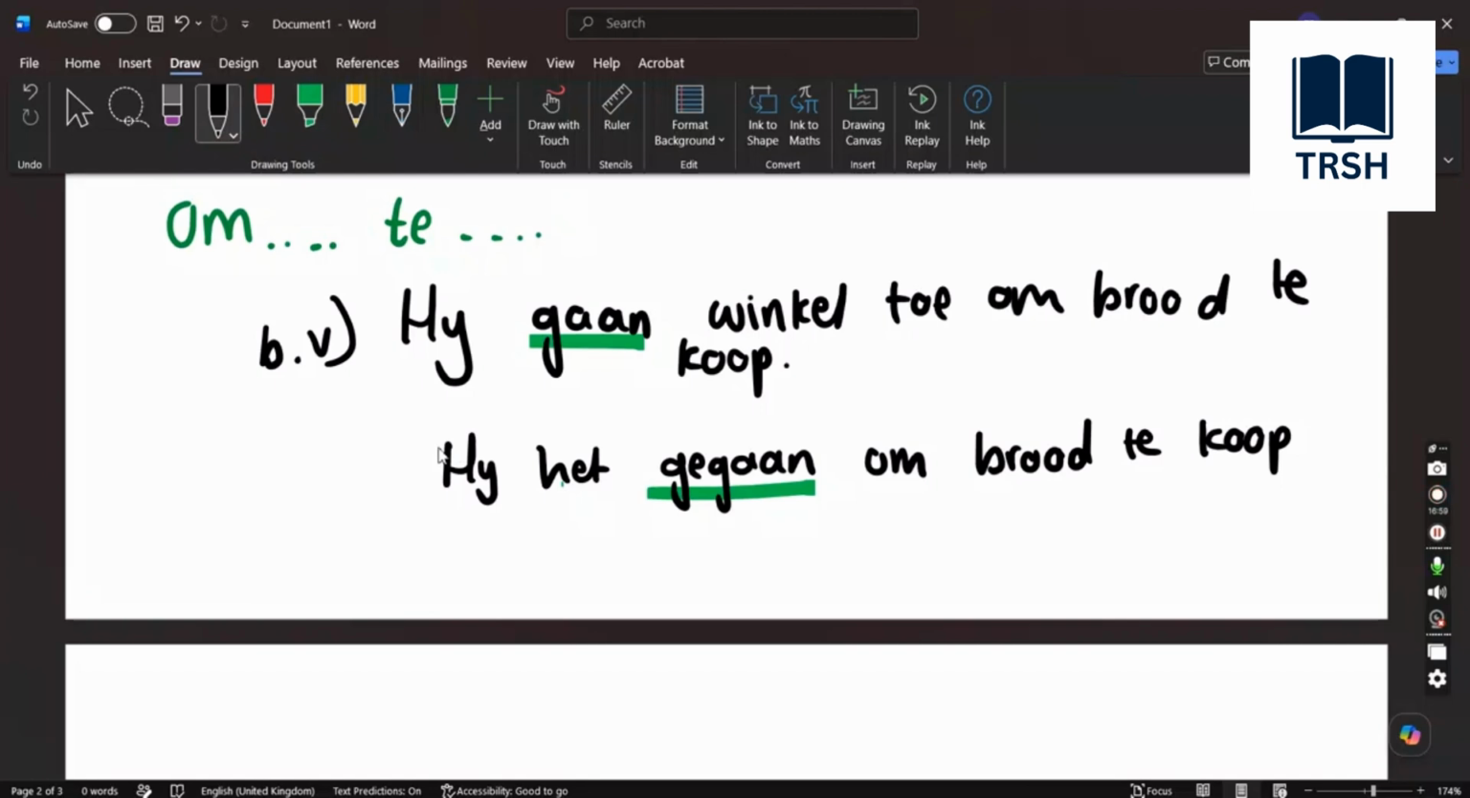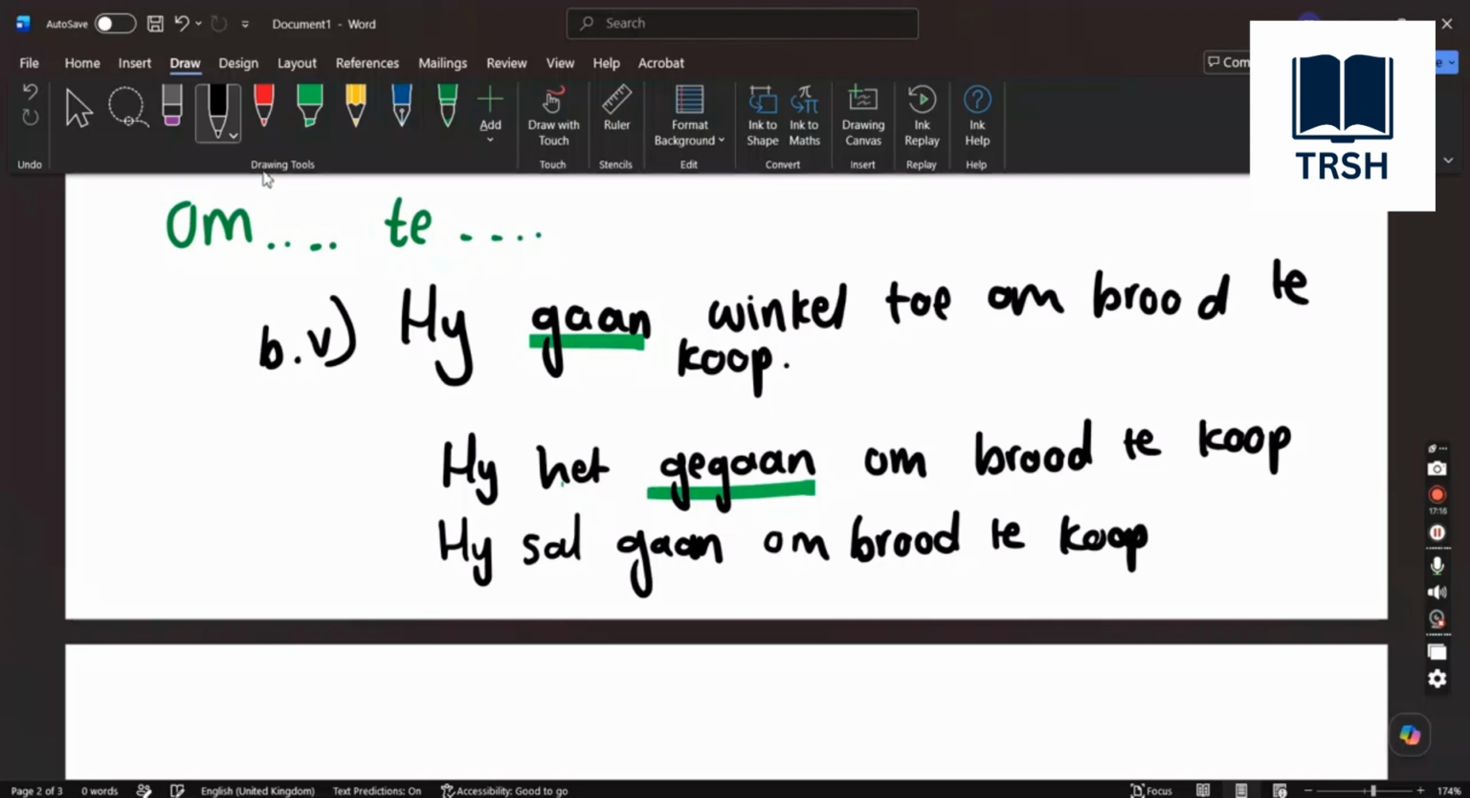Then, if we have it in our future tense, we can say hy sal gaan om brood te koop. So I'm going to add the winkel part. Hy het gegaan winkel toe. Hy sal gaan winkel toe om brood te koop. So that's when we have our het and our sal. Okay, so that is when we have infinitive.